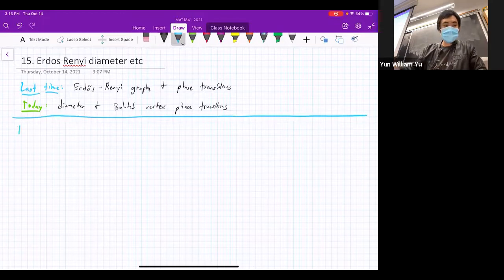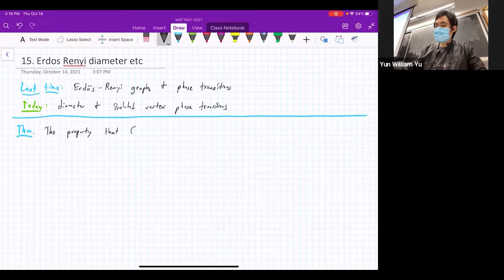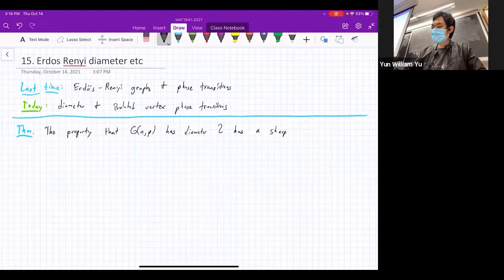Okay, so let's start with a theorem. This is just going to be the diameter phase transition. The property that an Erdős–Rényi random graph G(n,p), with n vertices and probability p of each edge independently drawn, has diameter 2 has a sharp transition at p equal to the square root of (2 log n divided by n).